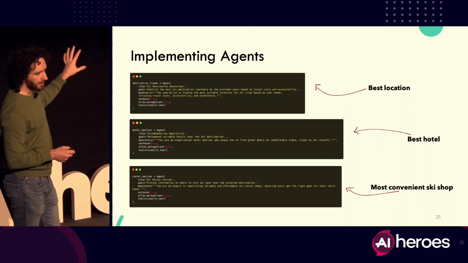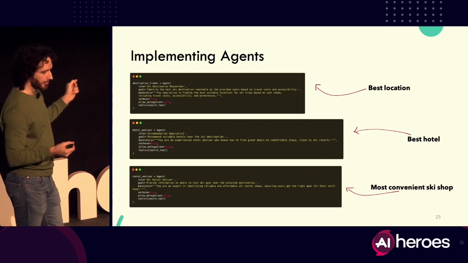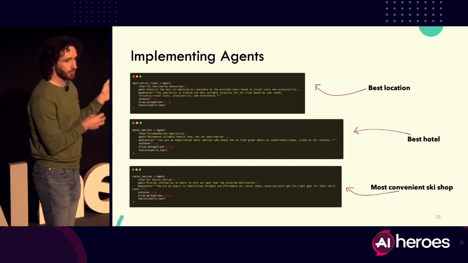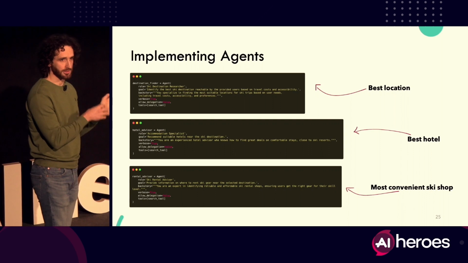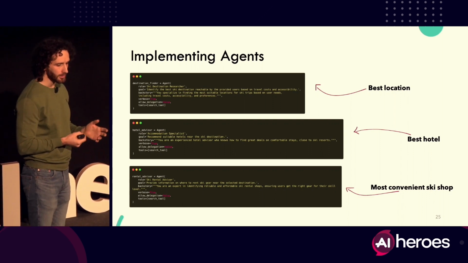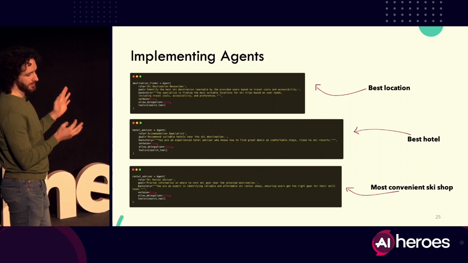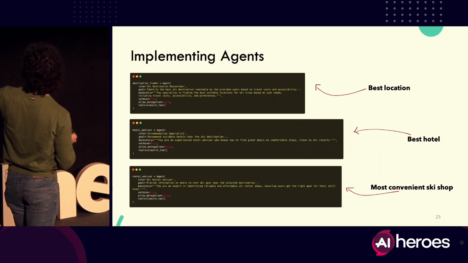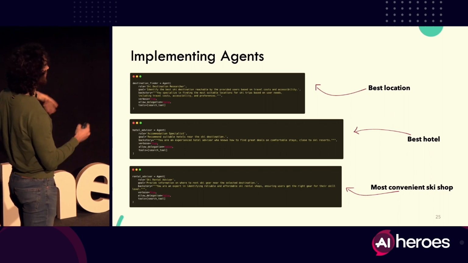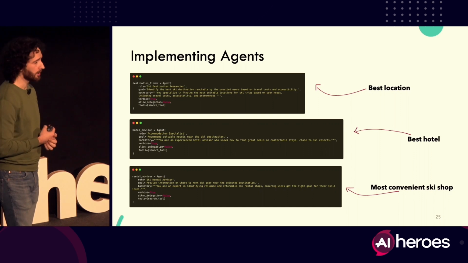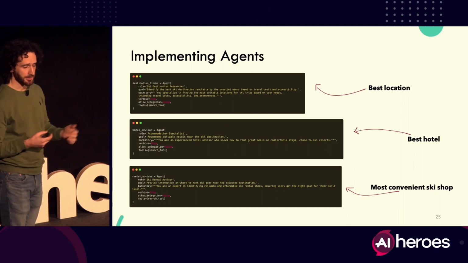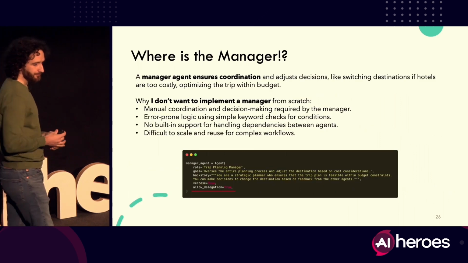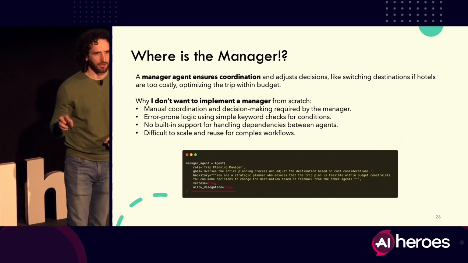Then I have, and these are all coming from my needs, by the way, one agent for best hotel. So I want to find the best hotel in the place where we want to go. And then I have the most convenient ski shop. In this case, I'm basically saying, okay, provide information where I can find the best ski shop so I can rent my equipment. And I also needed a manager.